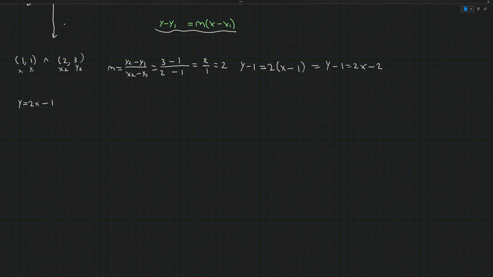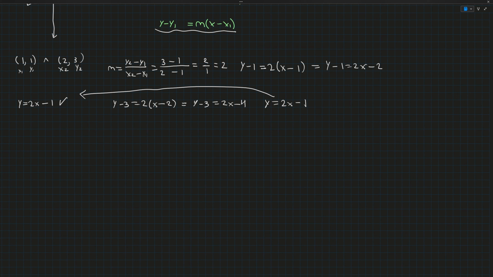You'd be like, okay, that's great. But what happens when we use the other point instead? Well, let's see. So y minus 3 is equal to the slope, which is 2, times x minus 2. So again, y minus 3 is equal to 2x minus 4. We could add 3 to both sides to get rid of it, so y is equal to 2x minus 1. And holy moly, look at that. These are identical. So the lesson that we can get is that it really doesn't matter what point we use.